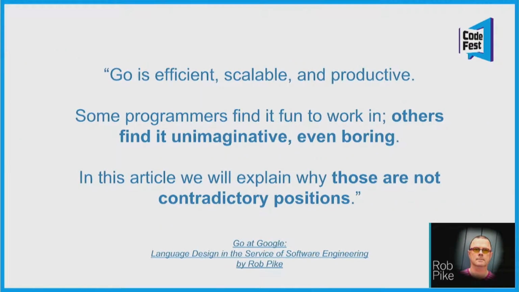So Rob Pike in a Go blog article says, oh, Go is efficient, scalable, and productive. But then some programmers can find this fun to work in Go, but some can find it unimaginative, boring. And in the article, they explain why it's okay, why these are not contradictory positions. I found this really cool because it gives you the idea that they didn't want to really create something breakthrough or something which can do many things. No, they had a specific problem and they built an efficient engineering tool to fix the problem.